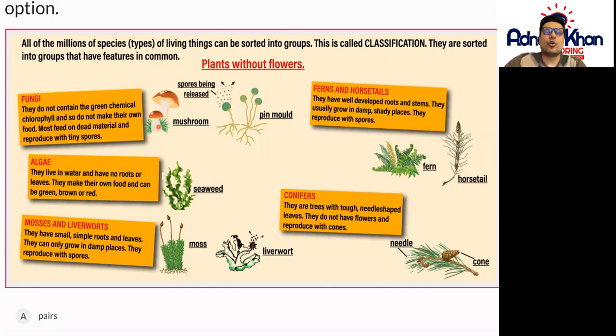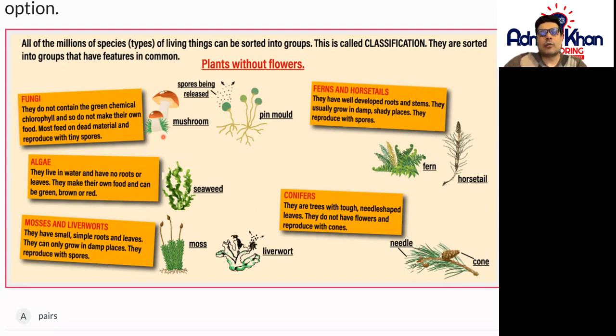Now here, chlorophyll is used for a process called photosynthesis, where the plants actually make their own food. But fungi do not actually have the production mechanism to do photosynthesis.